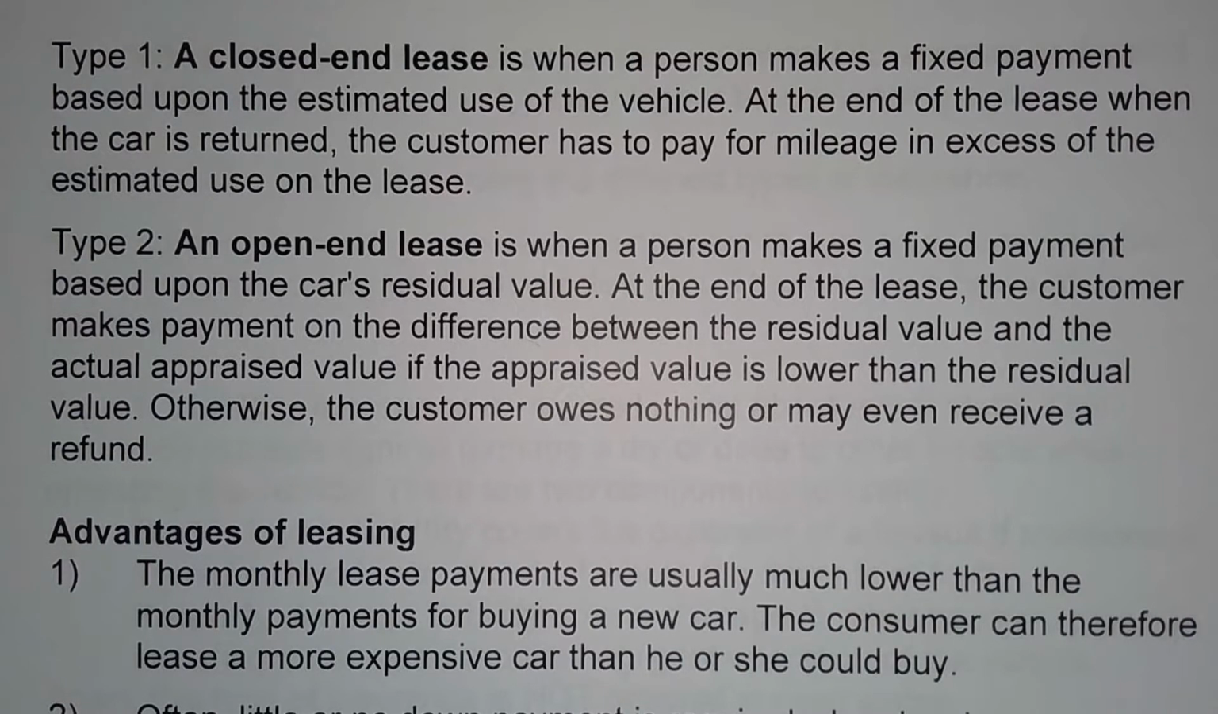Second type is an open-end lease, where a person makes a fixed payment based on the car's residual value. At the end of the lease, the customer must make payment on the difference between the residual value and the actual appraised value if the appraised value is lower than the residual value. Otherwise, the customer owes nothing and may even receive a refund.